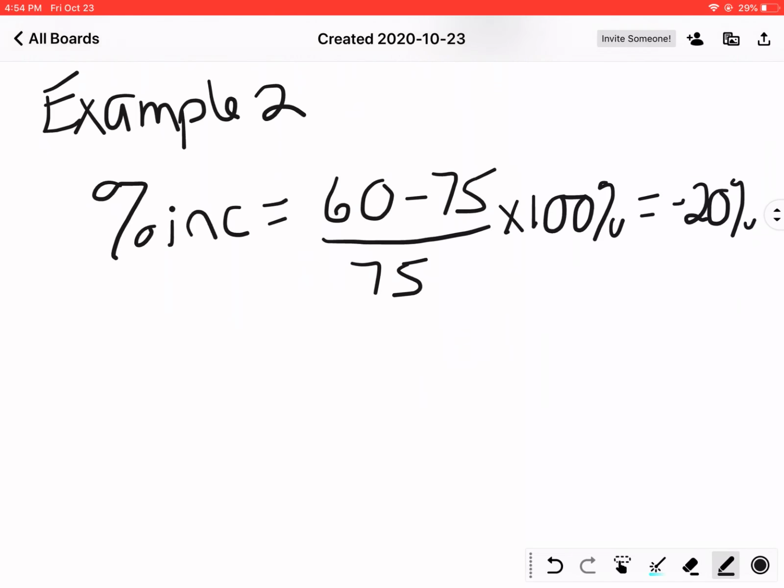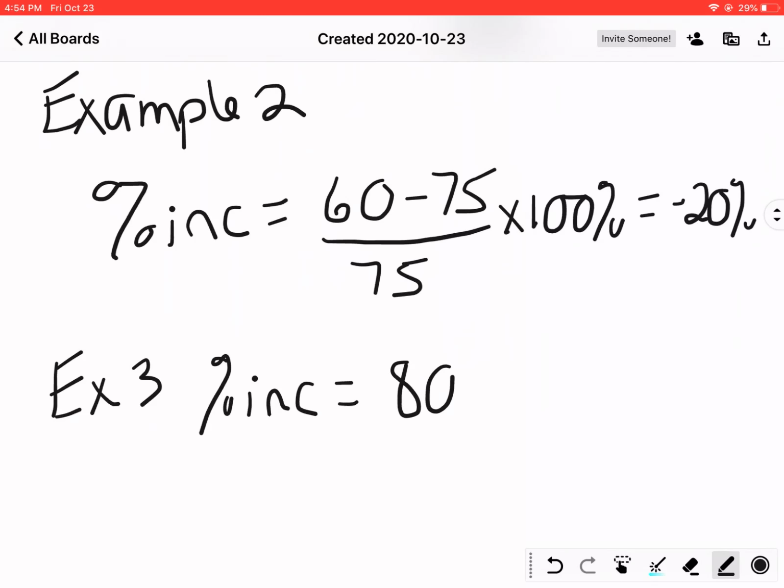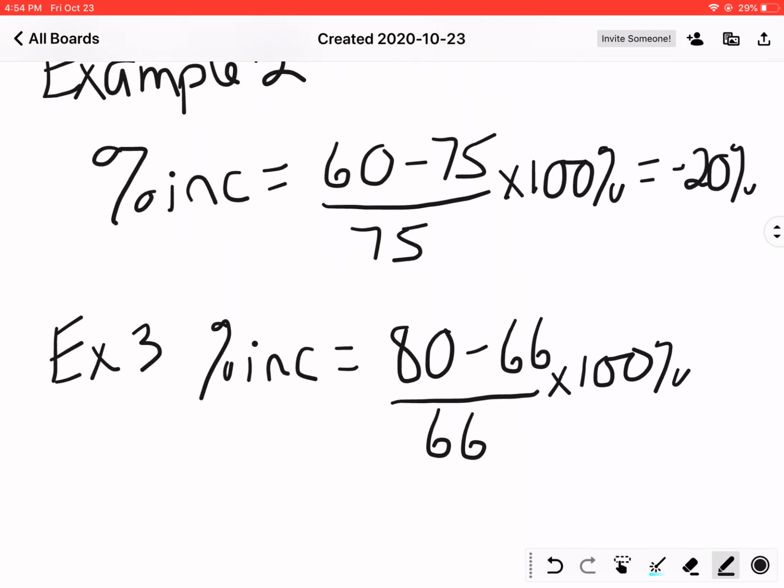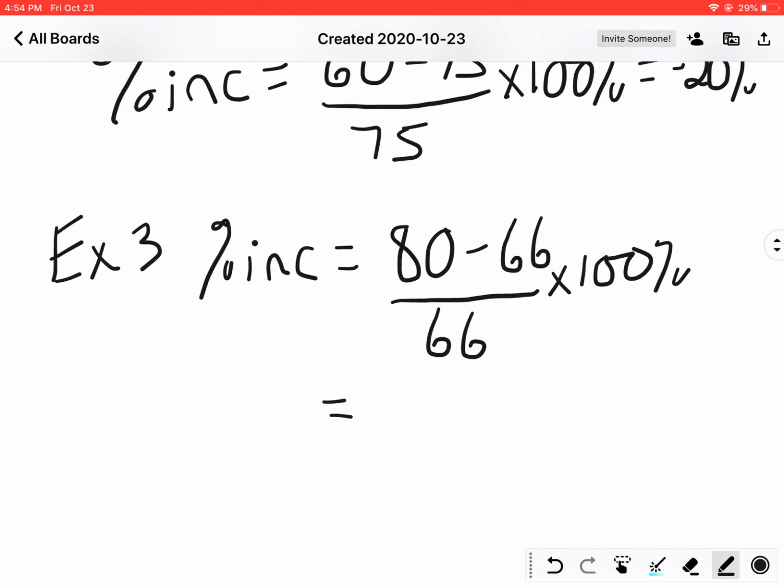And number 3, example 3. We are going from 66 to 80. So 80 is the new amount, 66 is the original amount, times 100%. We can write this step in if we want. It's 14 over 66 times 100%, and it's actually 21.2%.